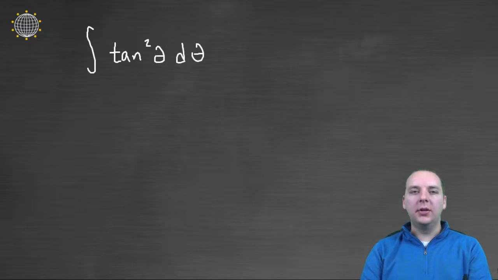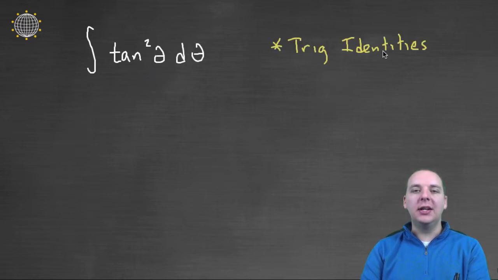With a lot of integral examples, it initially doesn't look like any of our traditional rules fit. So what we have to do quite often is rewrite the integrand so that it does fit one of the few rules that we do have. Now, when you have trig functions, a lot of times what you'll need is a trig identity.